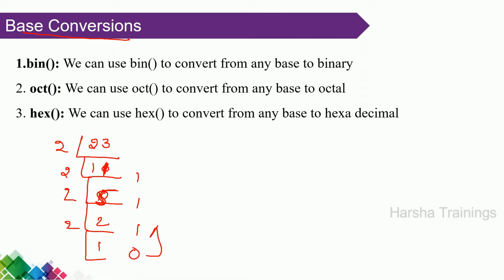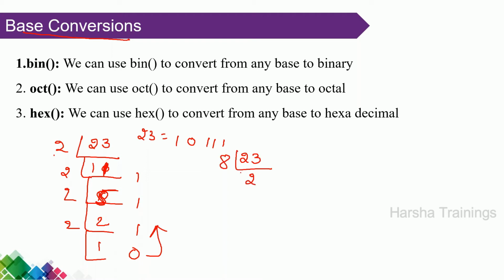Now store the answer in the reverse direction: 1 0 1 1 1. This is the binary representation for 23. Simple thing. If I am given any decimal number and you want to convert it into binary, divide with 2. Suppose you want to convert into octal, divide with 8.